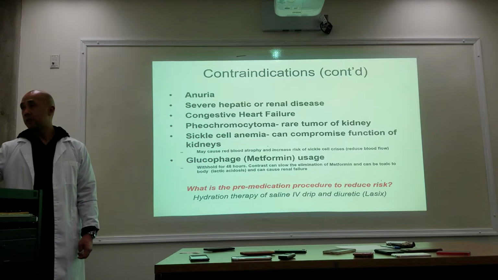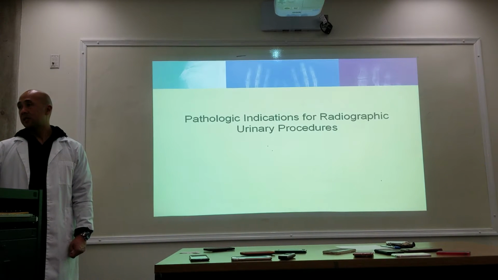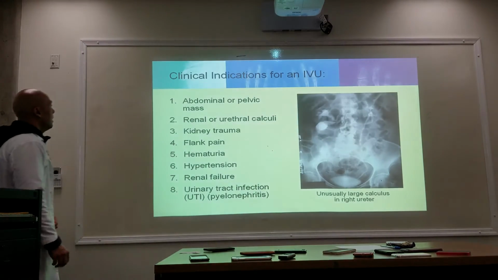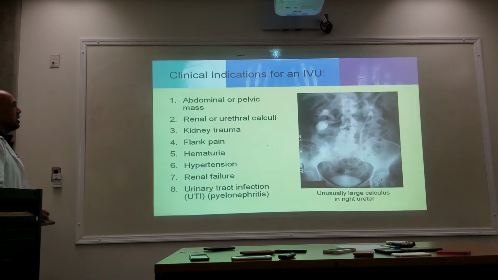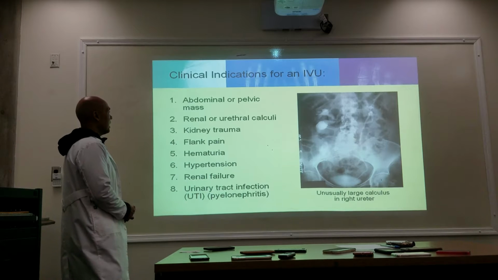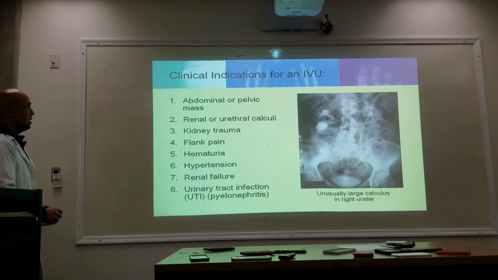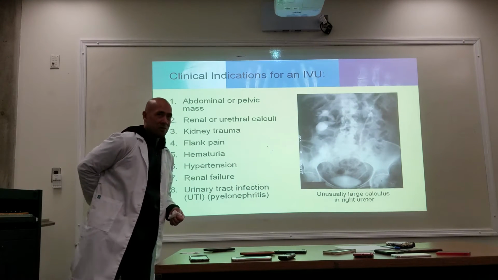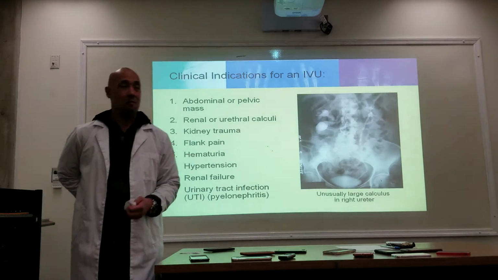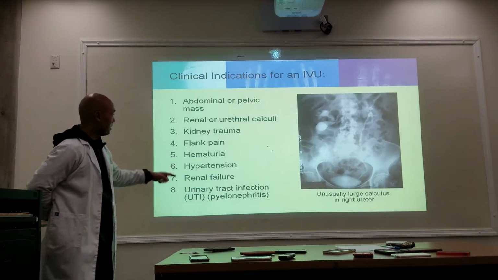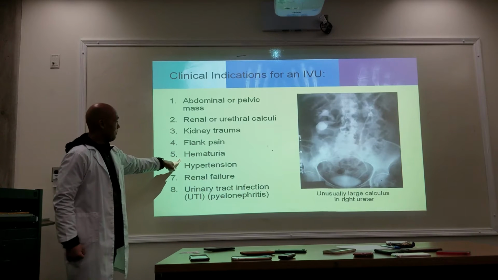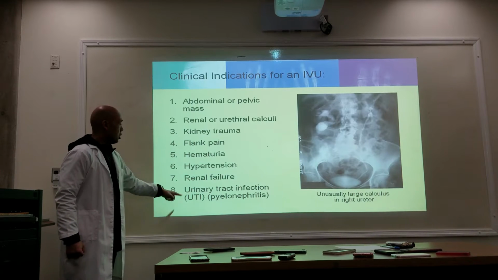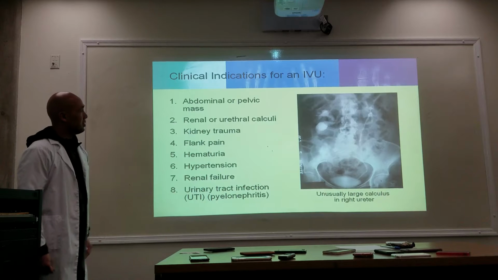All right, let's go on to pathologic indications of radiographic urinary procedures. Clinical indications. First one here is an abdominal or pelvic mass. Second one here is renal or ureteral stones, kidney trauma, flank pain. You didn't pull a back muscle, you know you didn't injure your back. Most likely it might be kidney problems, stones. Hematuria, what's that? Blood in your urine, hypertension, renal failure, urinary tract infection. All these are indications for an IVU.